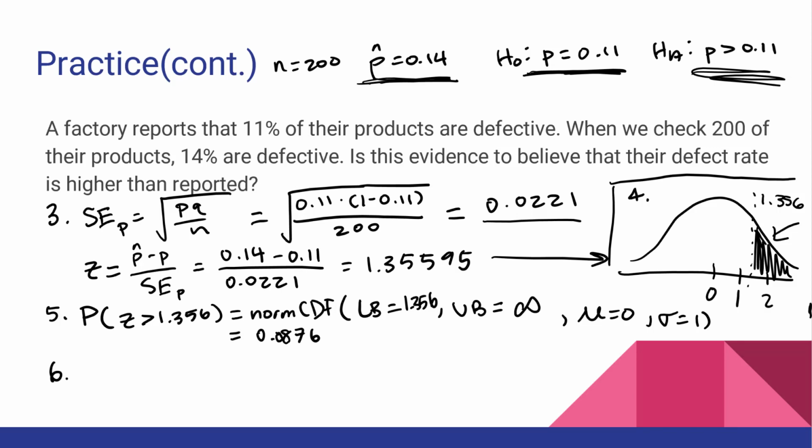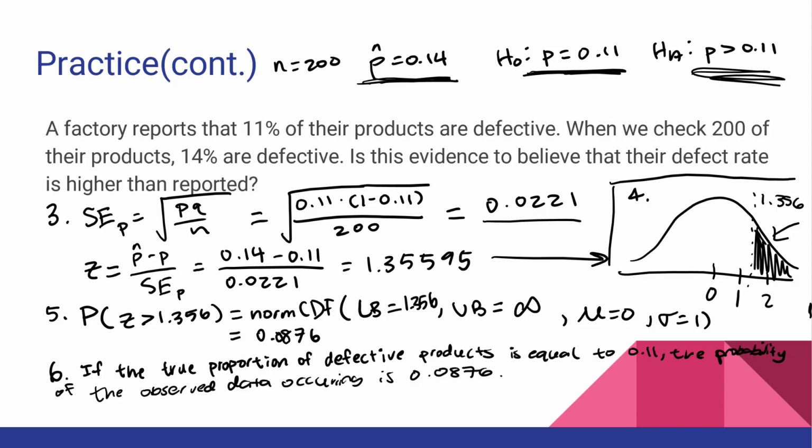So what does this mean? We can say that now in our conclusion. So the first thing we say is, what is our p-value and what kind of context is it in? So using as much context as possible, I said, if the true proportion of defective products is equal to 0.11, the probability of the observed data occurring is 0.0876. So the probability of our 0.14 happening by chance is 8.76%.